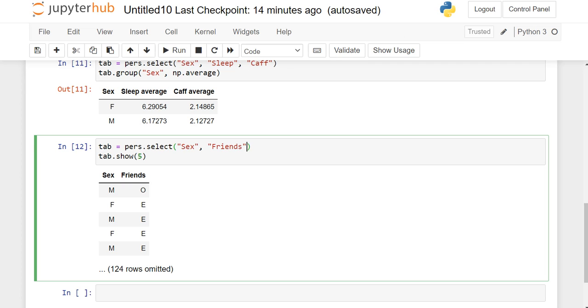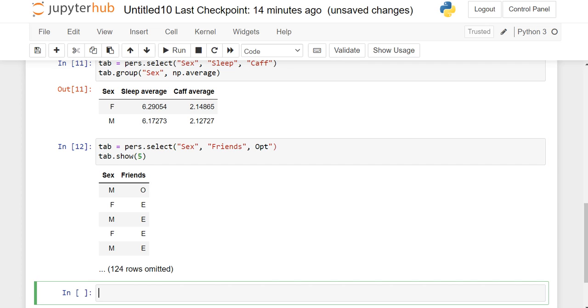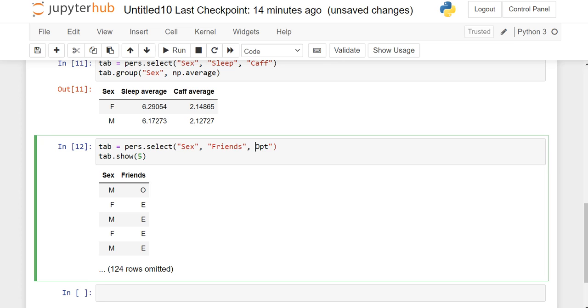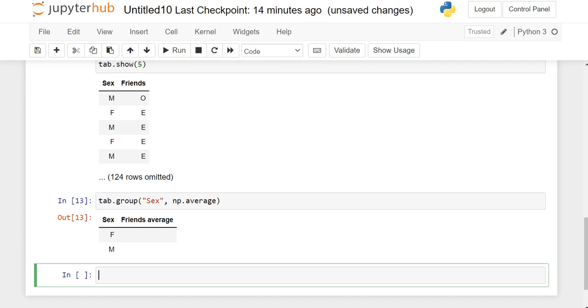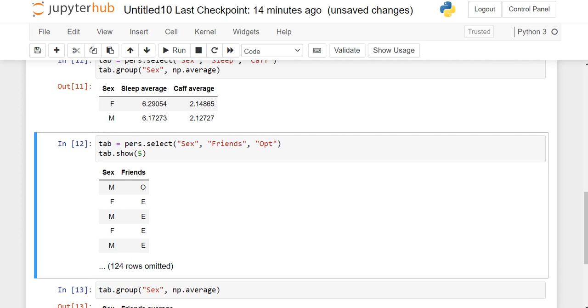Okay, and I'll want to do something else. We've done sleep and caffeine. Let's do optimism, OPT. This is a measure of how optimistic a person is. Okay, and I'm going to do the same thing that I did before. I'm going to use tab.group, and I want to group based on sex, and I want to do NP average. Why? You'll see.